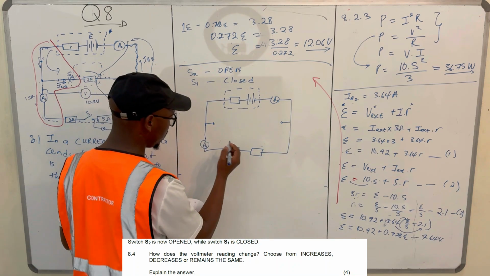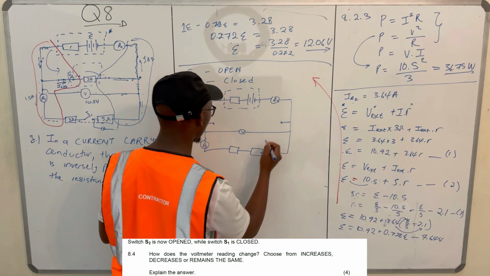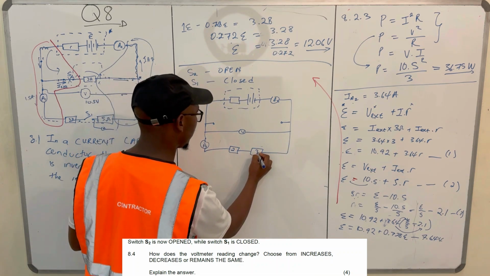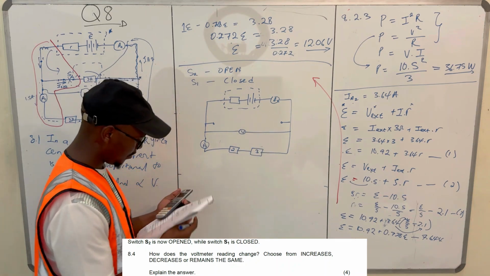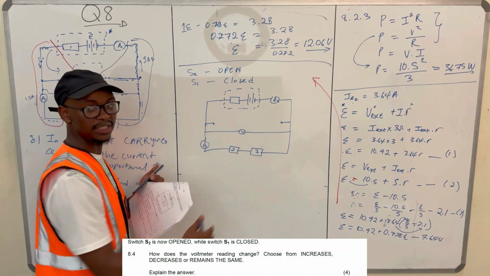And then where is our voltmeter? Here's our voltmeter. All right, this is 2 ohm and 3 ohm. All right, so they're asking how does this affect the reading on this voltmeter? Okay, cool.